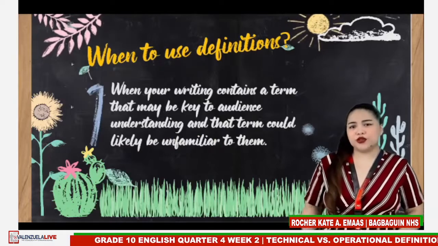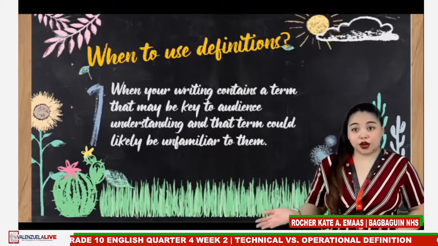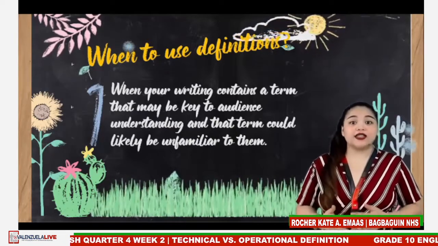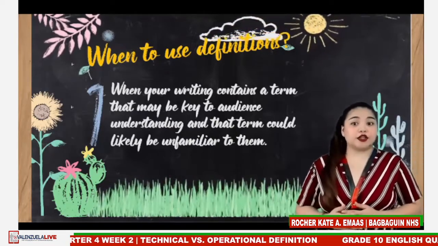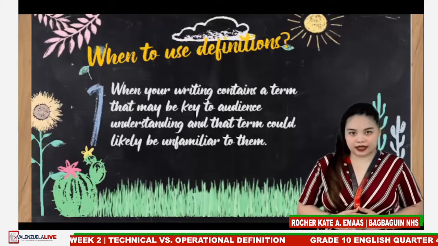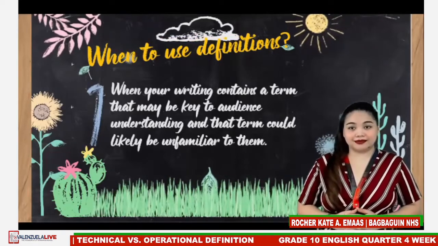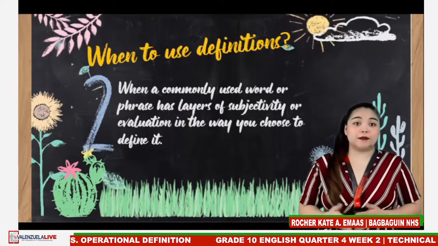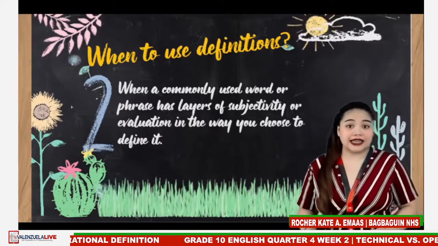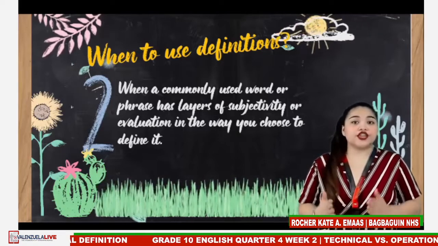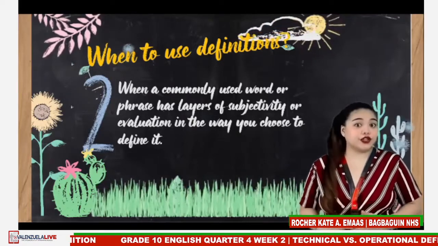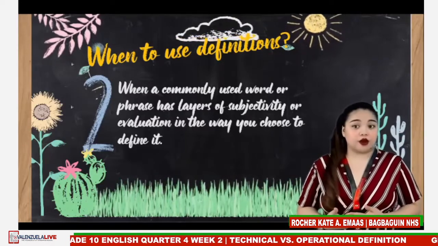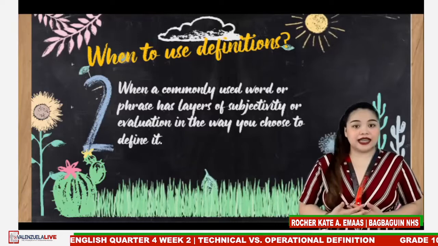Now, when do we use definitions? Number one, when your writing contains a term that may be key to audience understanding and that term could likely be unfamiliar to them. When there are unfamiliar terms included in the piece of writing that you are presenting, it is important that we make sure that our audience would understand them. This is to make sure that we are helping our audience understand the content of our writing.